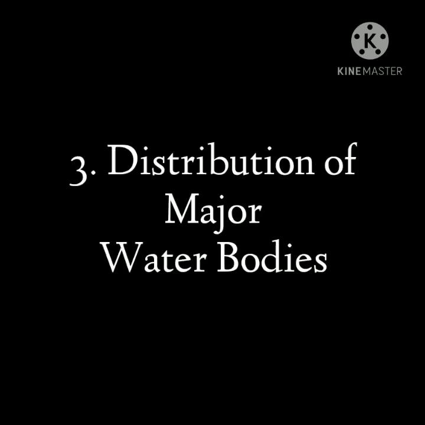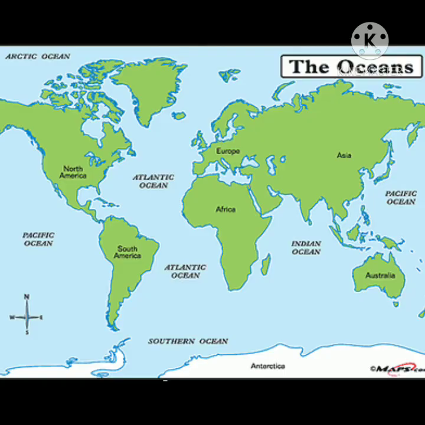Next topic is distribution of major water bodies. We all know how important water is to us. Three-fourths of the earth's surface is covered with water. This water is distributed throughout the planet in various forms and shapes called water bodies. These water bodies differ in size, right from huge ones like oceans and seas to small ones like ponds. Thus, the various water bodies we see on the Earth's surface are in the form of oceans, seas, lakes, rivers, ponds, waterfalls, etc.